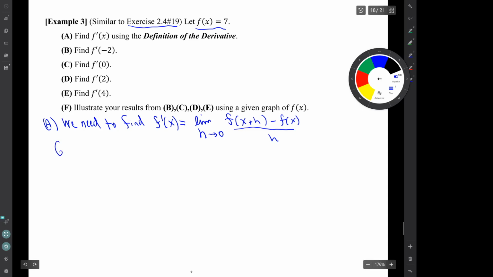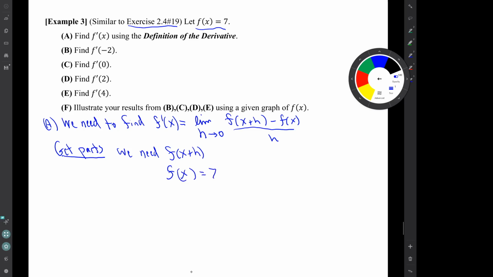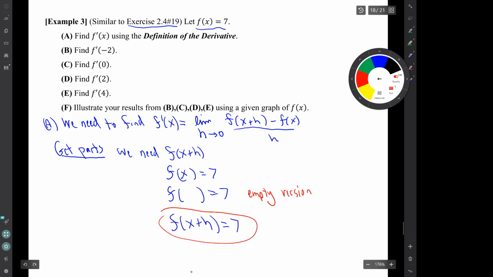Now let's get the parts. So what are the parts we need? Well, we need our f of x plus h. So let's start by writing down f of x. Now what about the empty version? Well, we just get rid of all the x's and replace them with empty parentheses. Notice that there are no parentheses on the right side of the equal sign because there were no x's on the right side of the equal sign to begin with. Now we plug x plus h into those parentheses. So there's our f of x plus h. It's just the number 7.